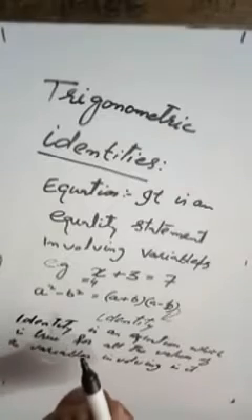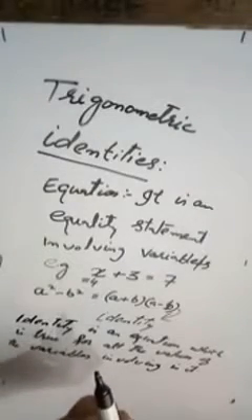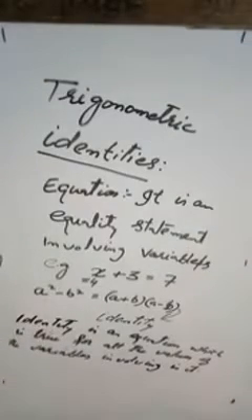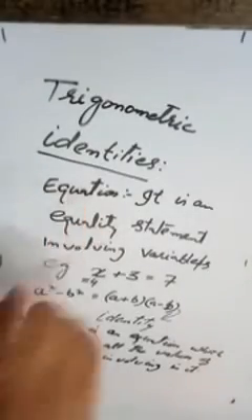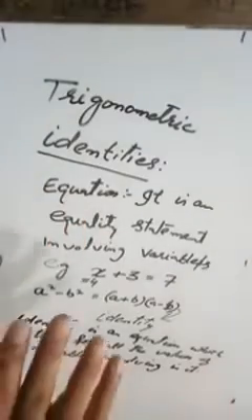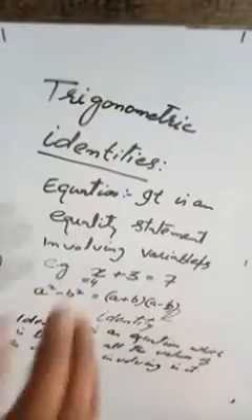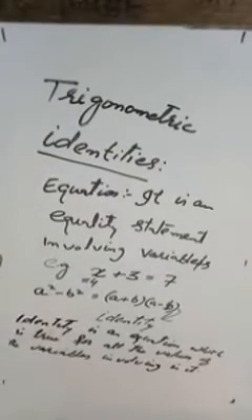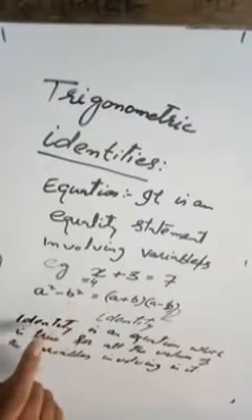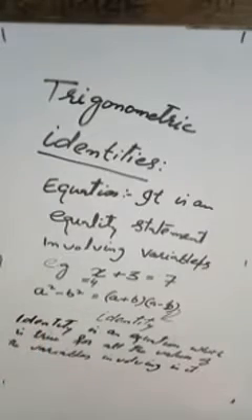A minus b whole square equals a square minus 2ab plus b square. This is also an identity. So an identity is an equation, but this equation is true for all the values of the variables involved in it, and on the other hand, an equation is not true for all. This is the main difference between an identity and an equation. An equation is true only for certain values of the variable, but an identity is true for all the values of the variable.